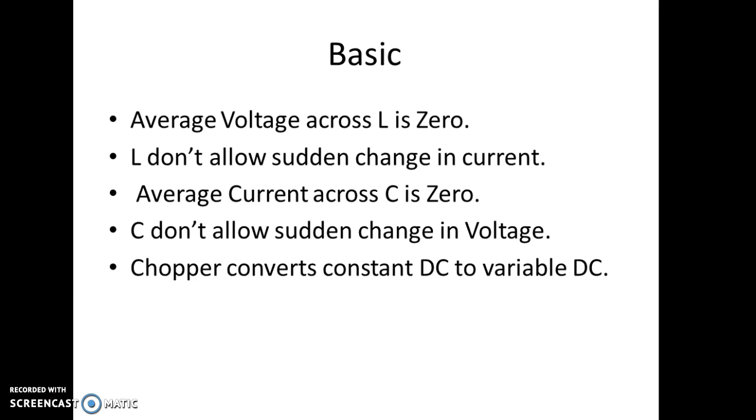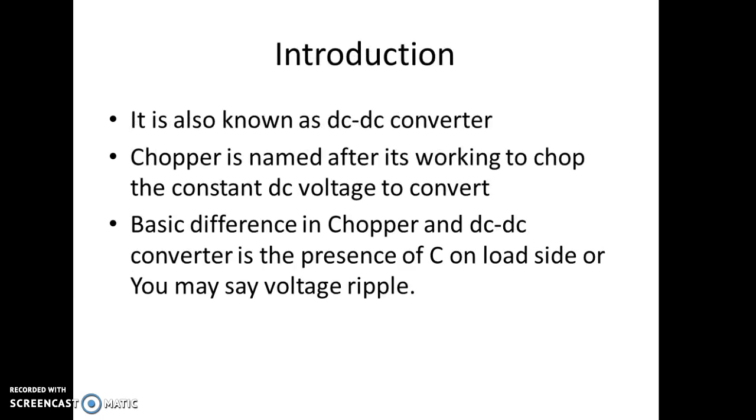And the chopper converts constant DC to variable DC. Chopper is nothing but a device that converts a constant DC to variable DC. How? Just by turning on and turning off the switch, you get the output voltage for some time and for some time not, and if you calculate, the average voltage will change.